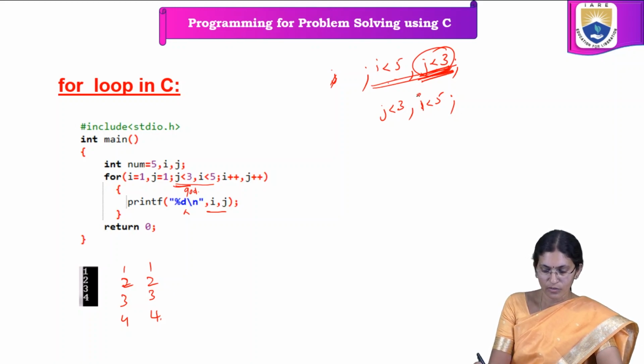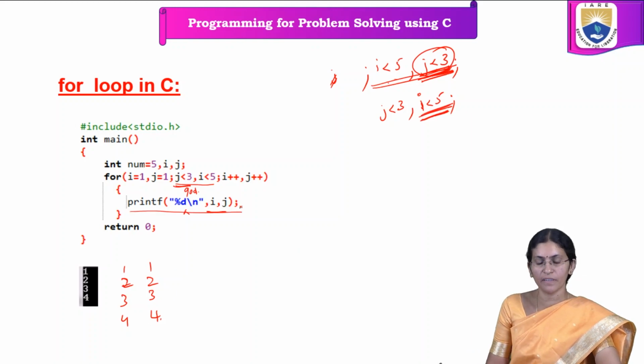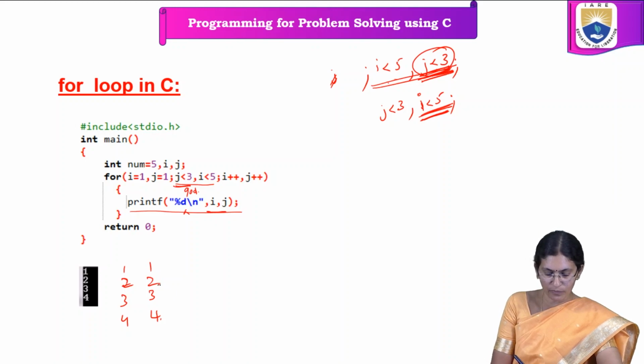Now in this case, the test expression on the right is evaluated. Until this becomes false, you will get the output. So this printf statement will be executed, and therefore it will repeat 4 times. As soon as i is equal to 5, this becomes false. So control will come out of the for loop. In this way, we can understand it.